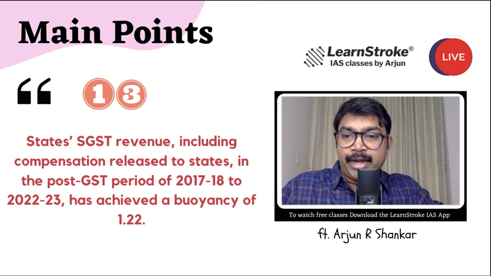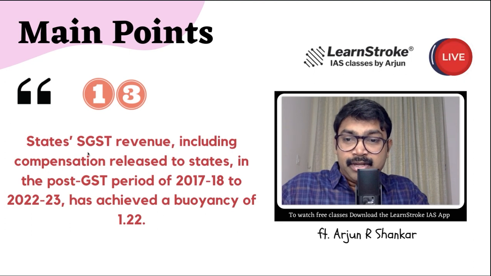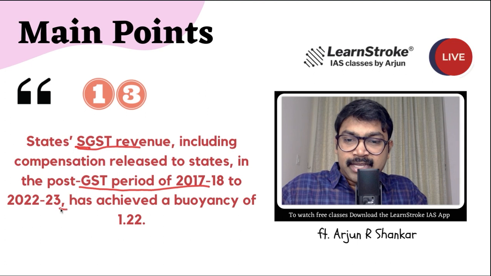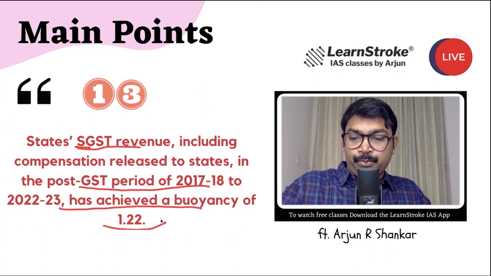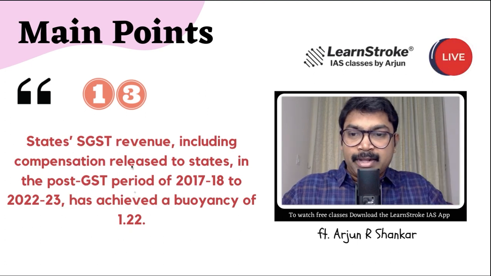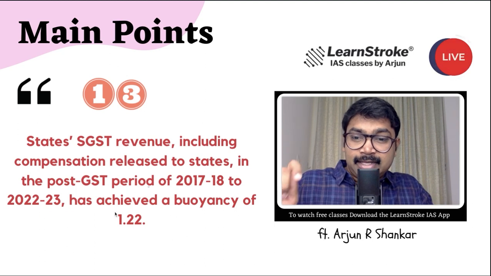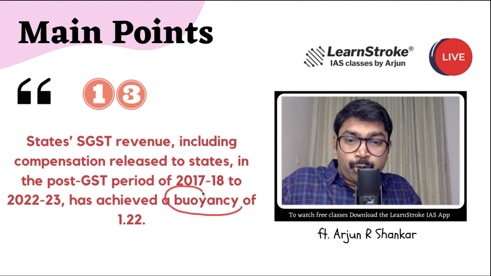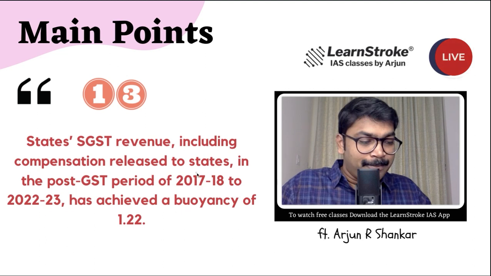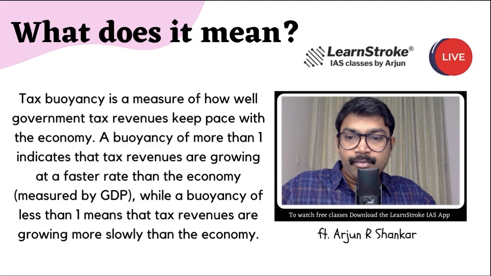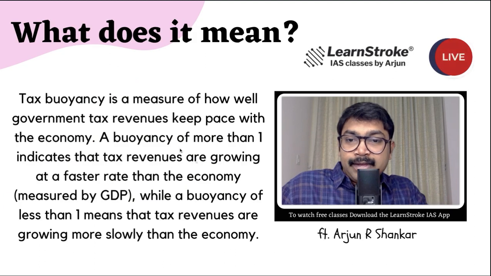And we'll look at the next point. The states' SGST compensation: the state GST revenue, including the compensation released to states in the post-GST period of 2017-18, has achieved a buoyancy of 1.22. What do you mean by the statement? States' GST revenue, including compensation released to states, has achieved a buoyancy of 1.22. So you need to know the concept of buoyancy. Let's quickly understand the concept of buoyancy, and you will understand what tax buoyancy is.